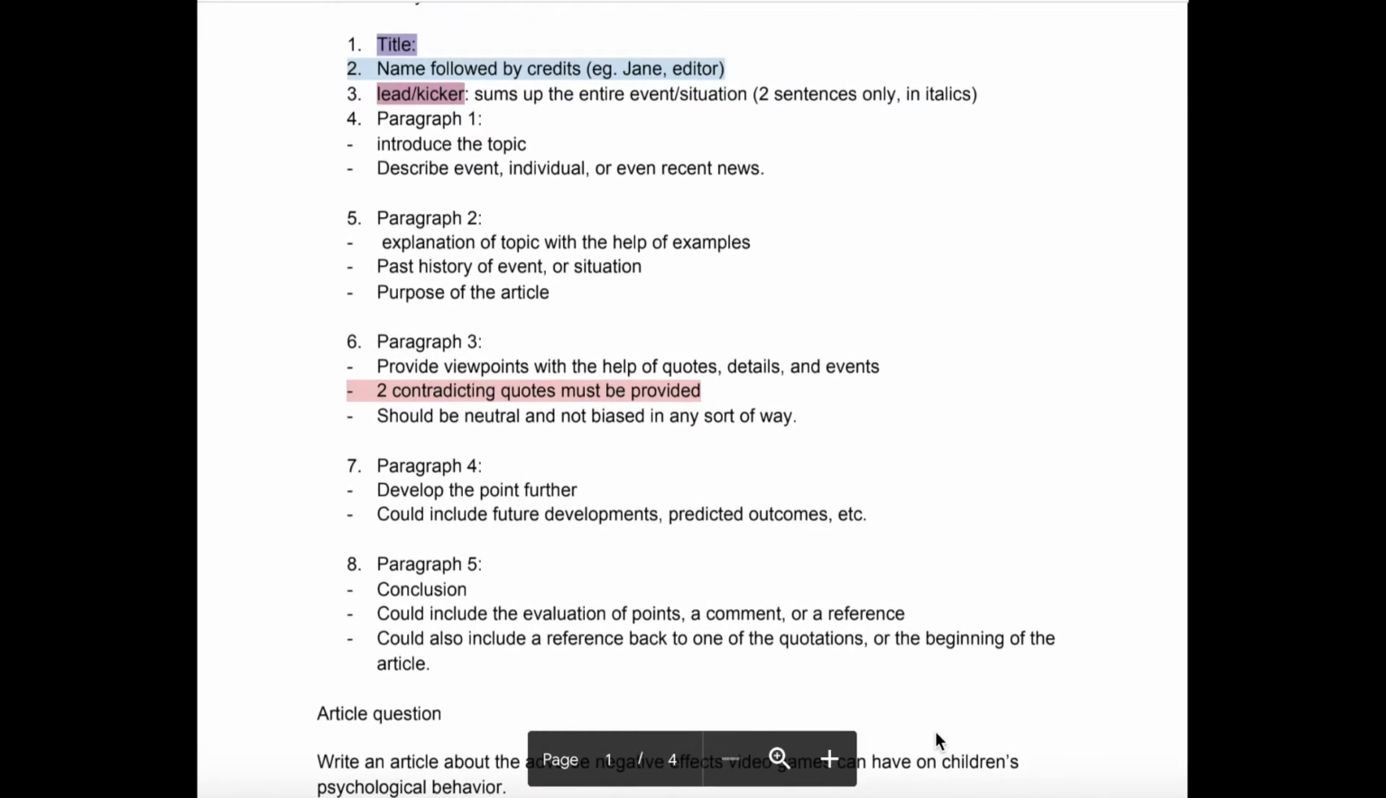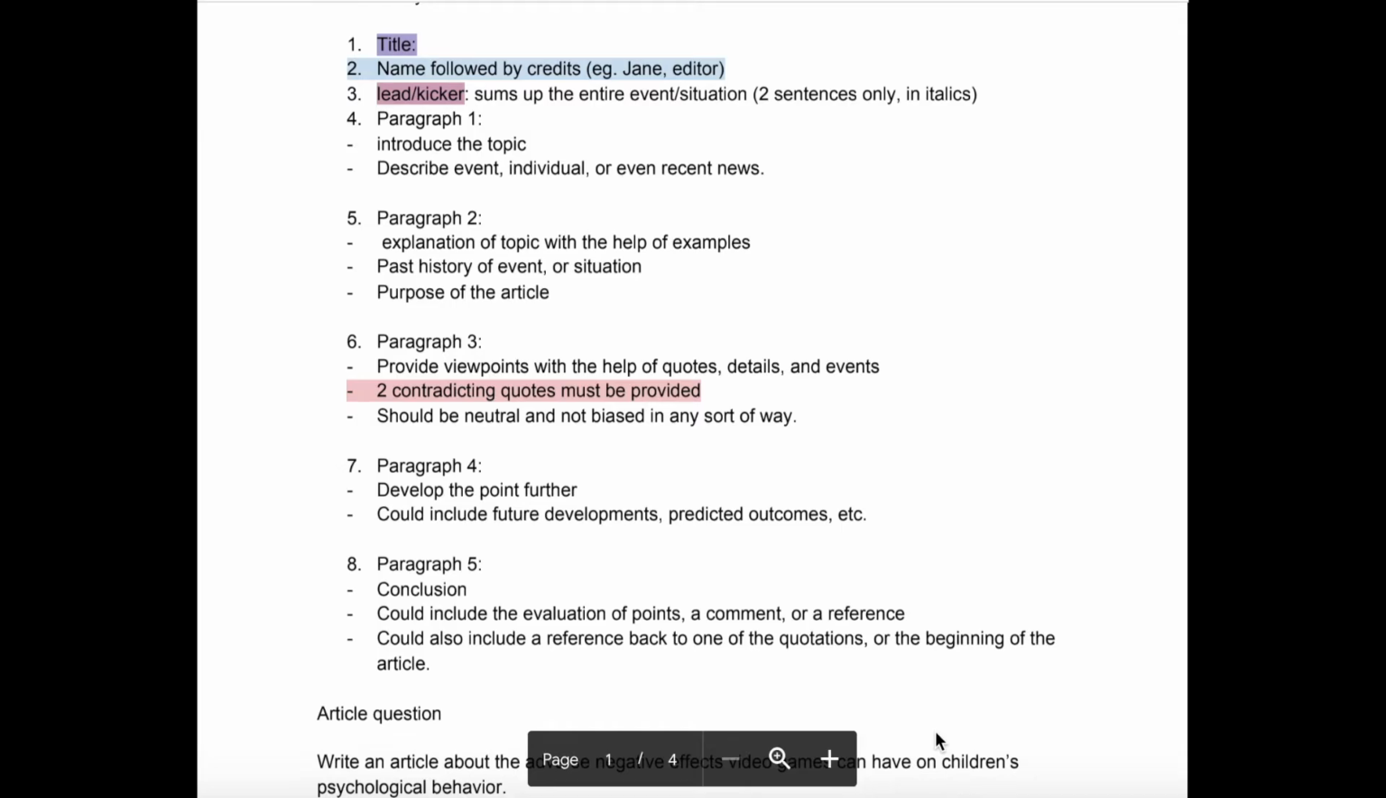The introductory paragraph also includes a brief description of the individual event or scenario. So to sum it up, you must answer the 5 W's and H and also give a very brief description of the main topic. Paragraph 2, however, dives deeper into the purpose of the text.